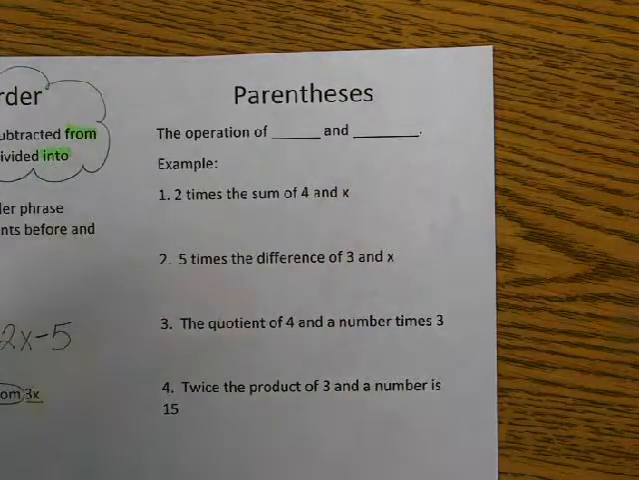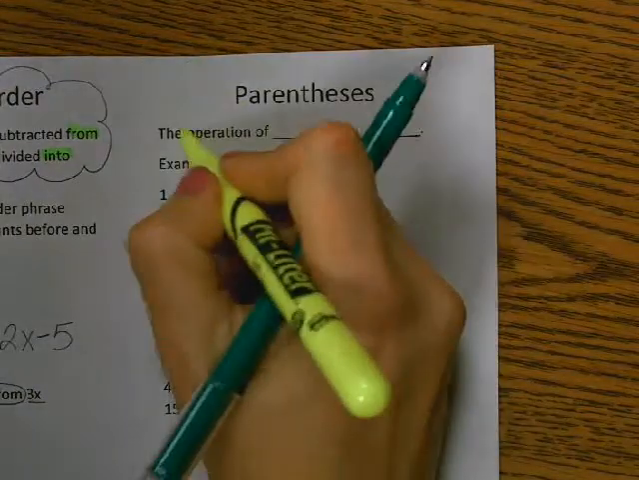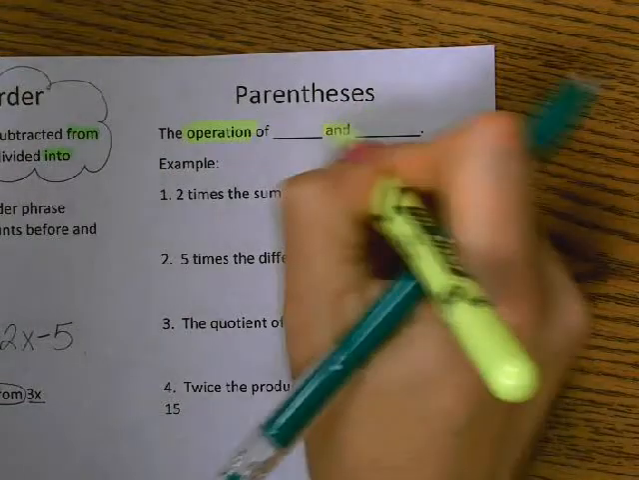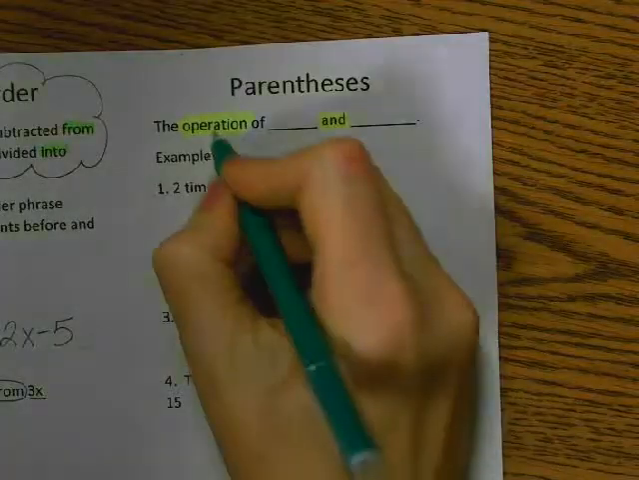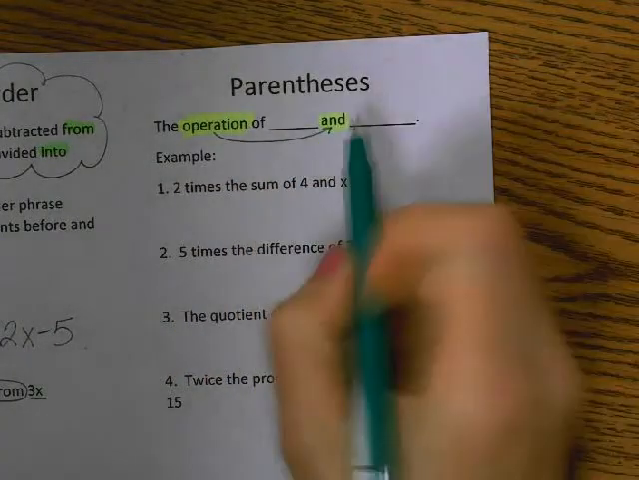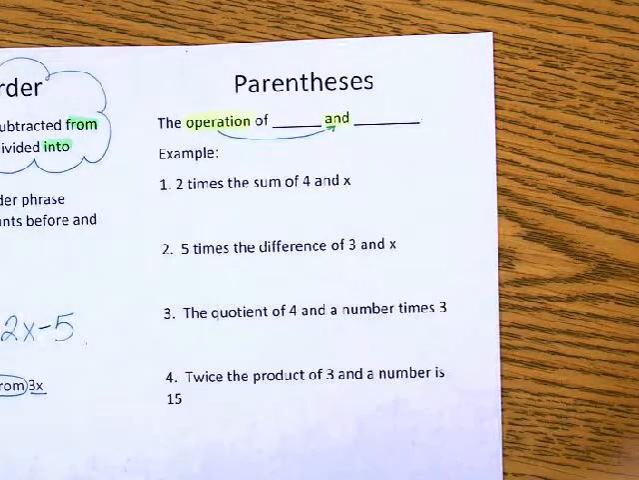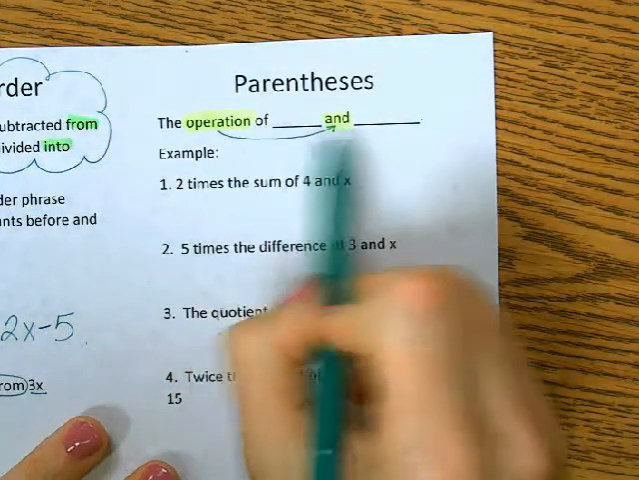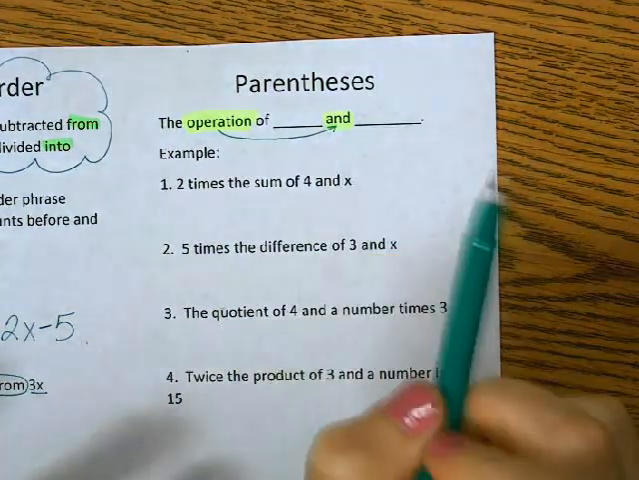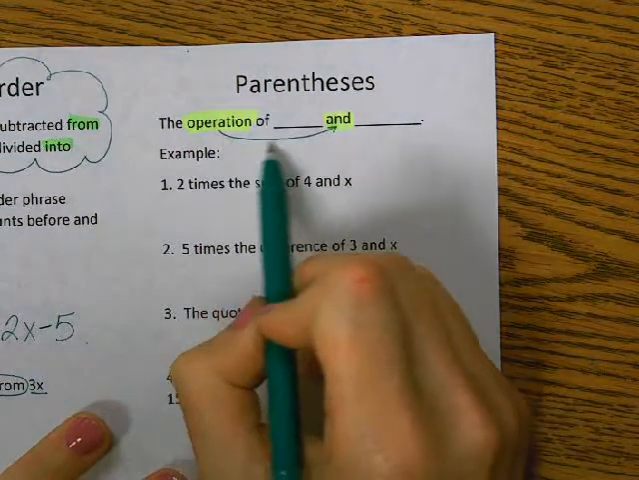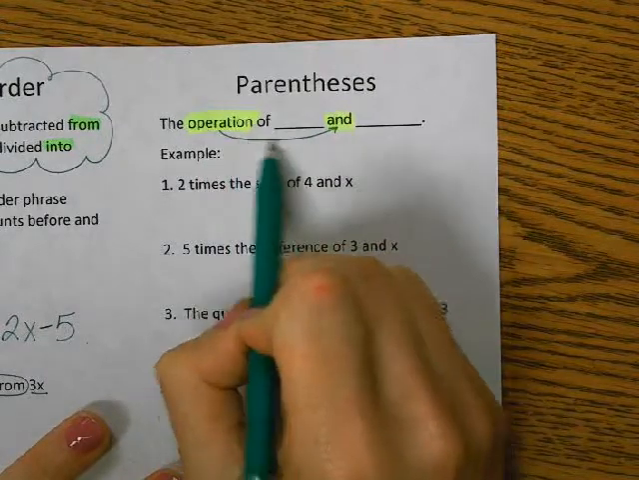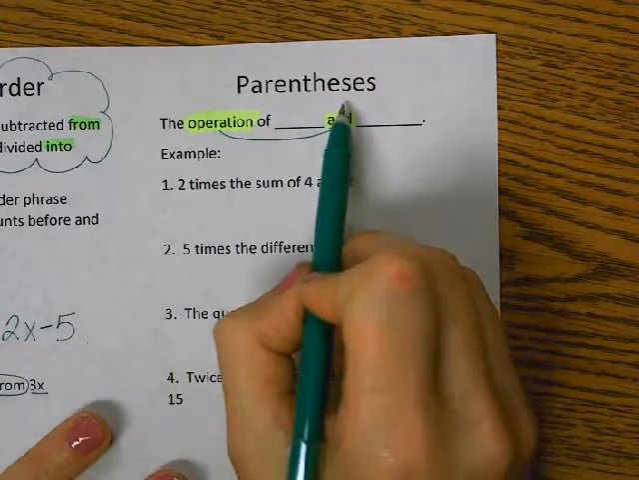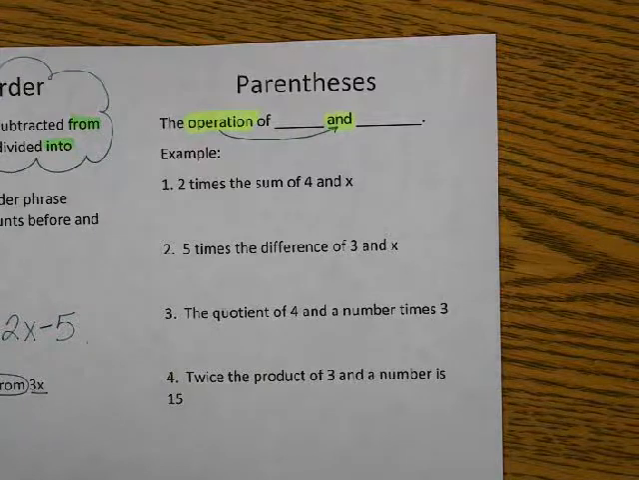So whatever operation you read in this phrase, that's what's going to go on top of the "and." If you say, I want to know the sum of something and something, then you put a plus sign over the "and." If you want the difference of something and something, you put a minus sign over the "and." If you want the quotient of something and something, then you put division. If you want the product of something and something, over top of "and" you put multiplication.